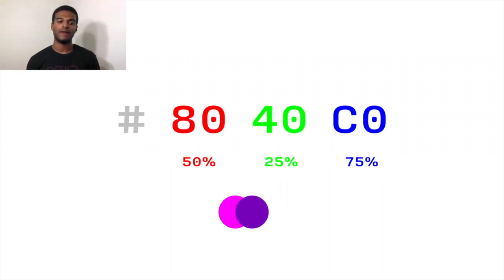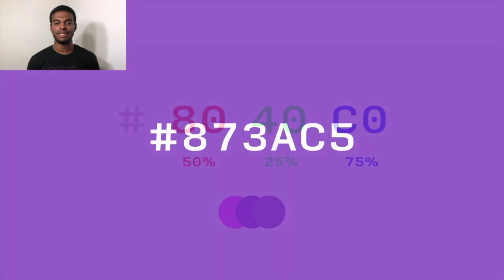To estimate the final color, we have to mix in our green channel. Remember that in additive color, fuller channels move color towards white. Mixing in our 25% full green channel will make our purple a bit brighter and less saturated. Let's check our work. Awesome.